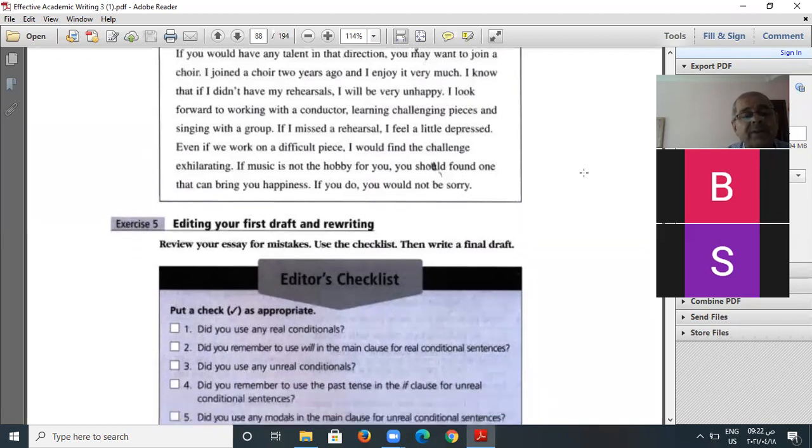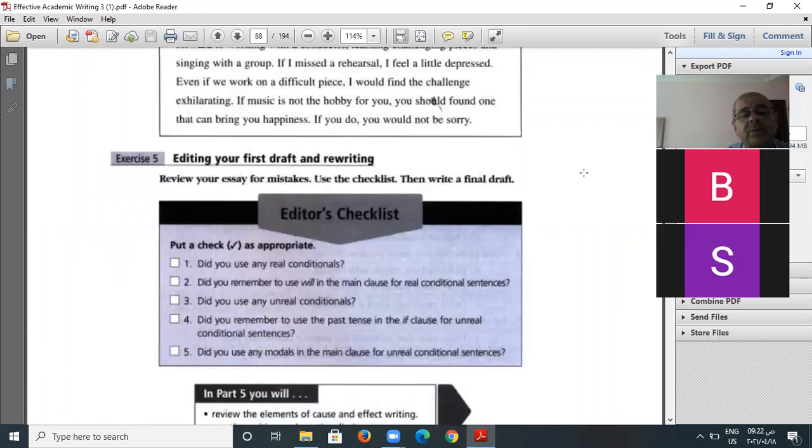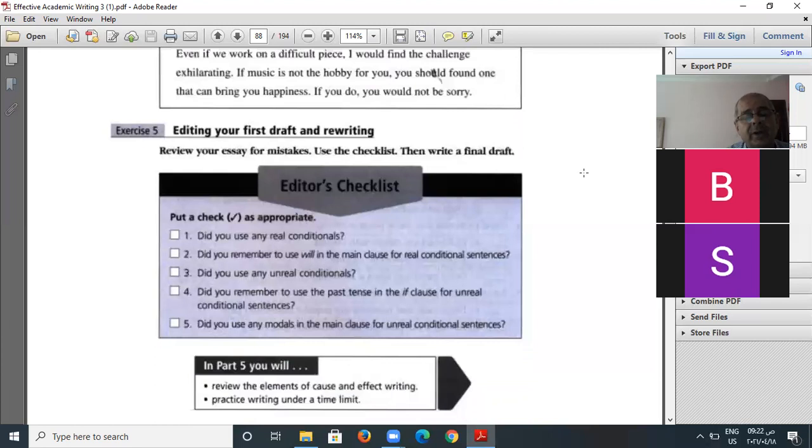Now exercise 5, editing your first draft and rewriting. Review your essay for mistakes. Use the checklist, then write a final draft. Here you are supposed to have finished what? The essay. So you have to check and edit your first draft, and you may rewrite. Now we have to be sure of these ticks here. Number 1, did you use any real conditionals?